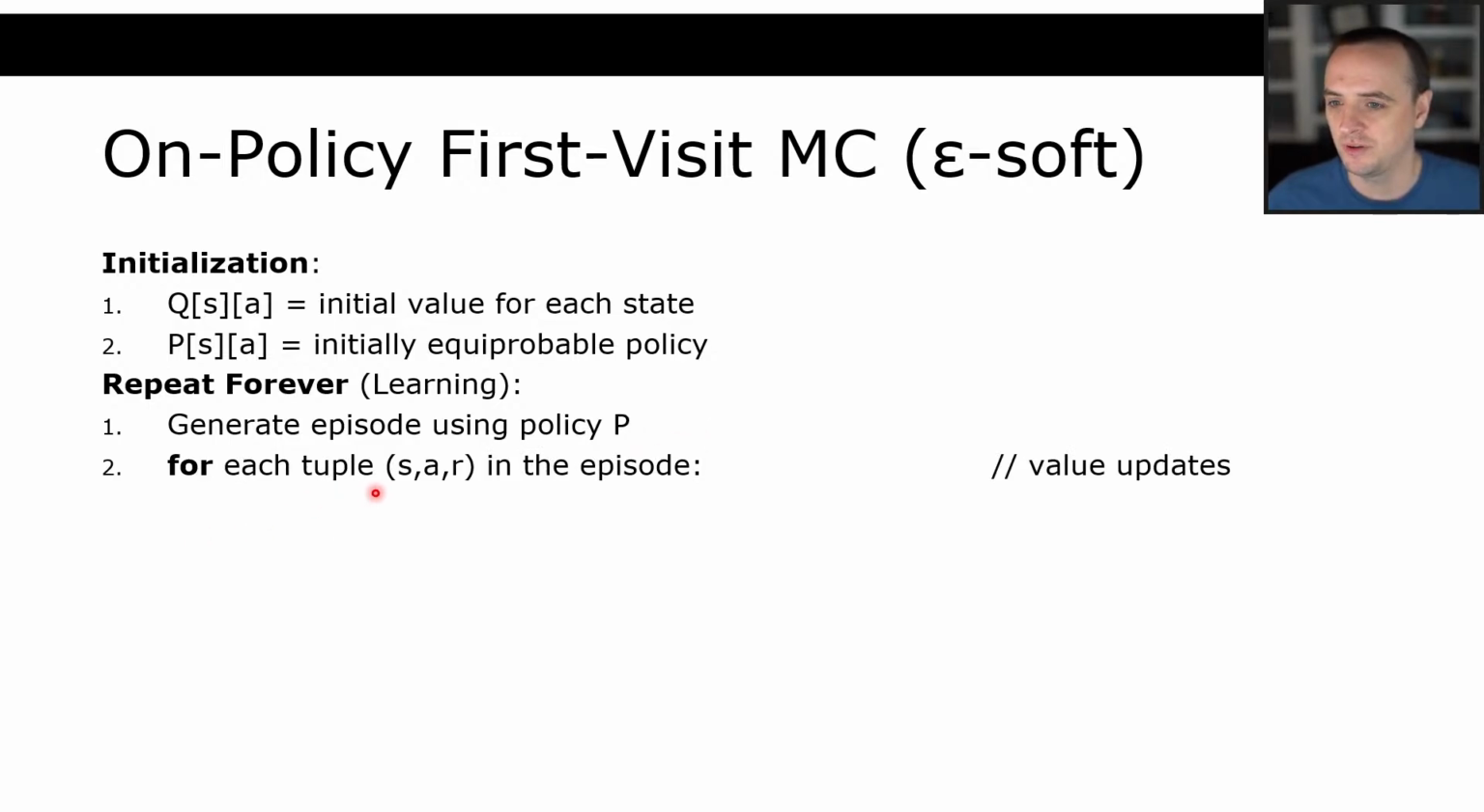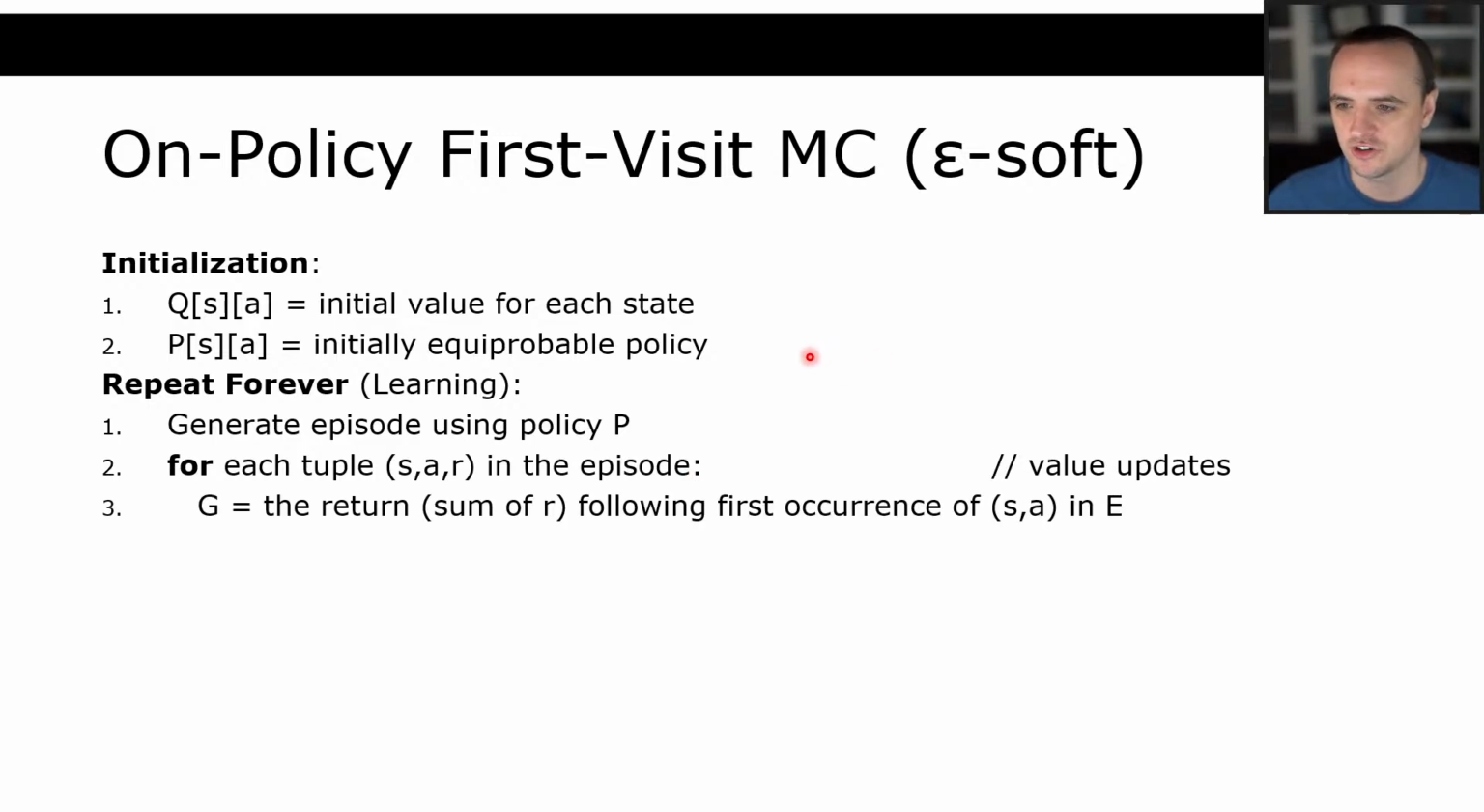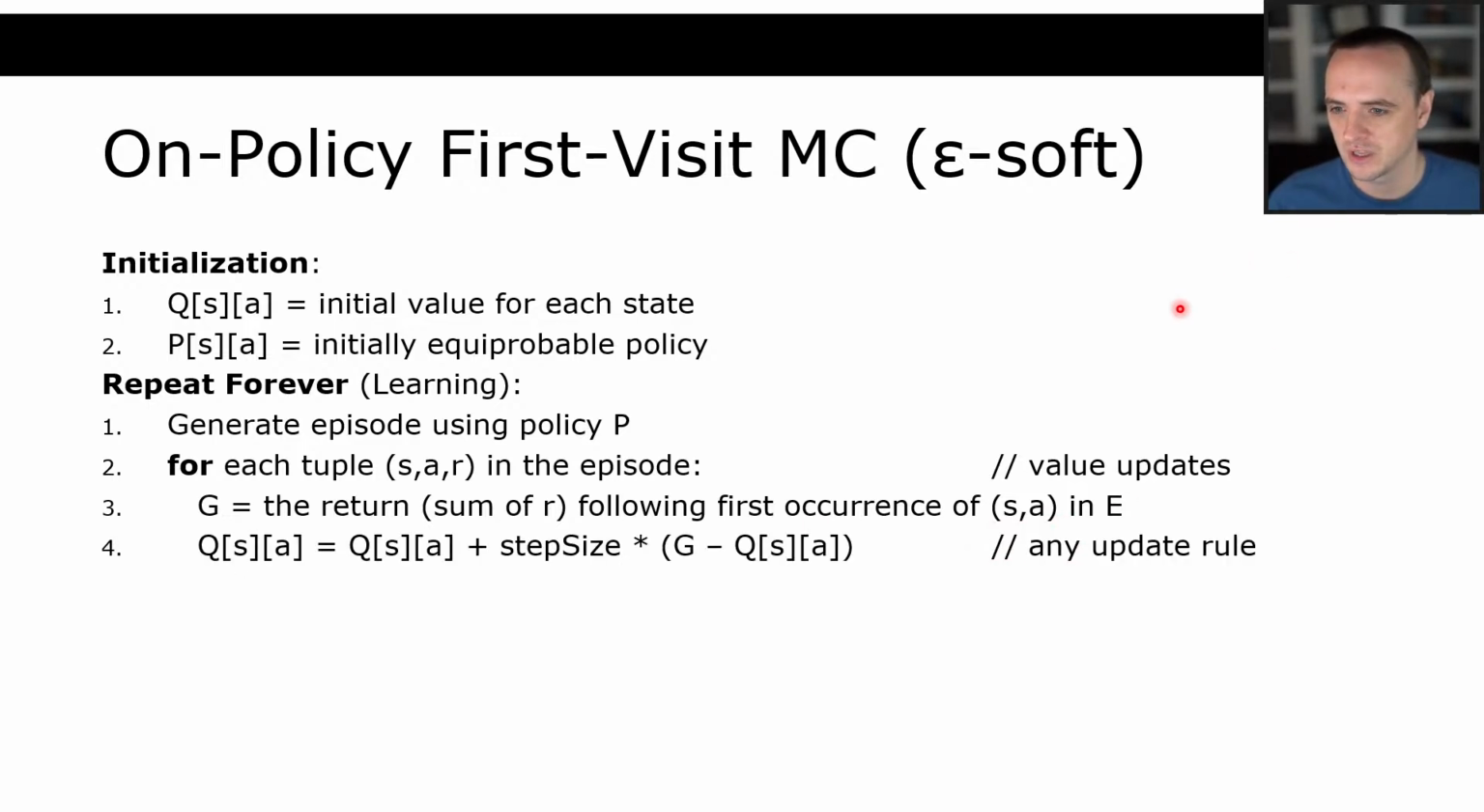Then for each tuple, state, action, reward in the episode, we talked about that in the last lecture, we calculate G, which is the return, which is the sum of the rewards following the first occurrence of this state-action pair in the episode. And then we're going to update our value estimates, right? Last time we used the average, but this time we can use the incremental update step size rule. Remember, we had those two different update rules. We can use any update rule we want here, so let's just use the step size one.